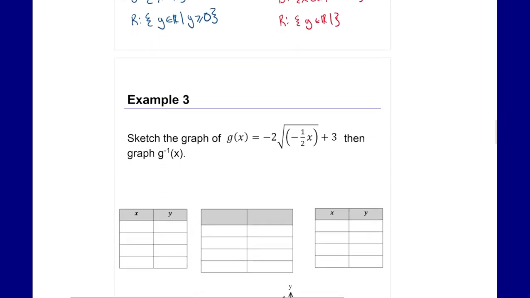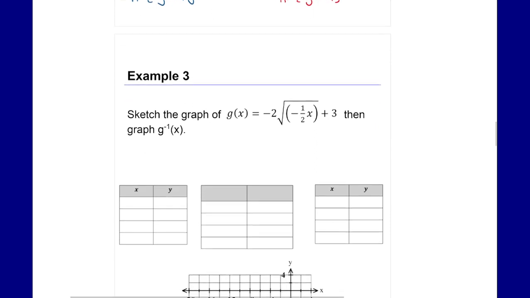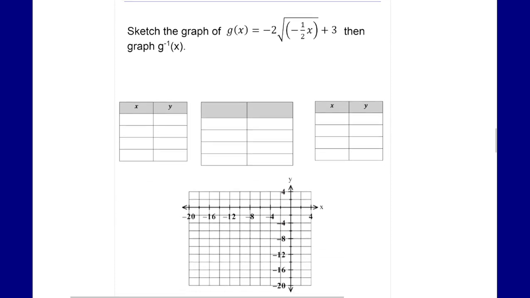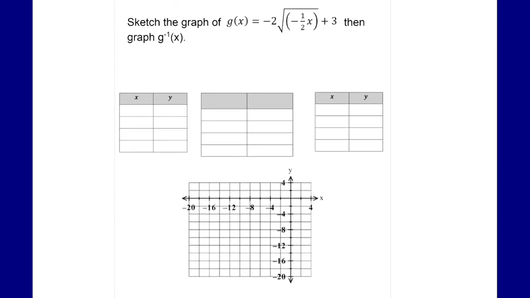So let's take a look at another one. We're going to sketch the graph of g of x equals -2 square root of -1/2 x plus 3. Then we're going to graph the inverse of that function. So first we need to graph our parent function.